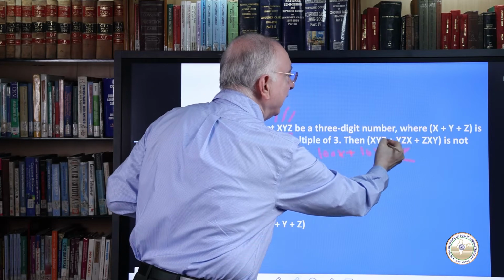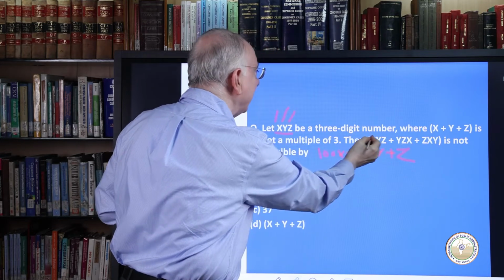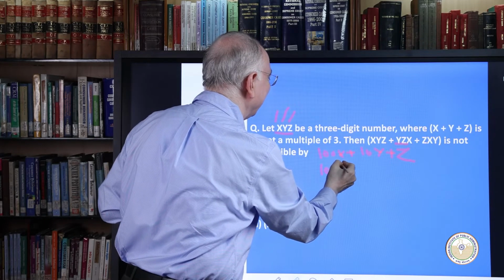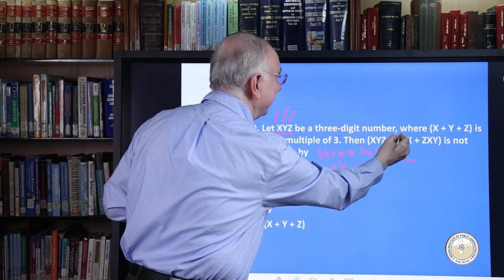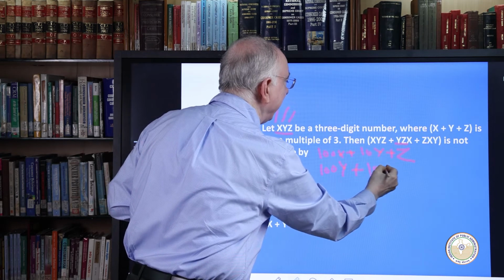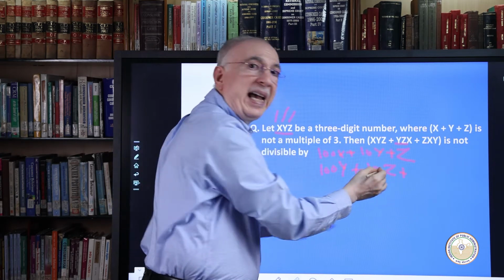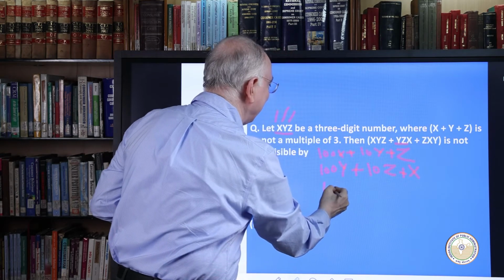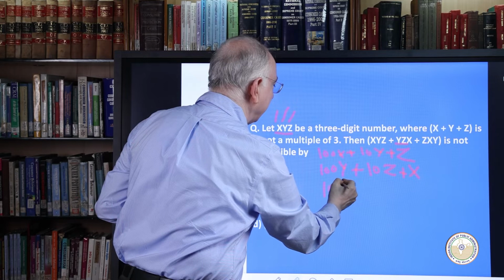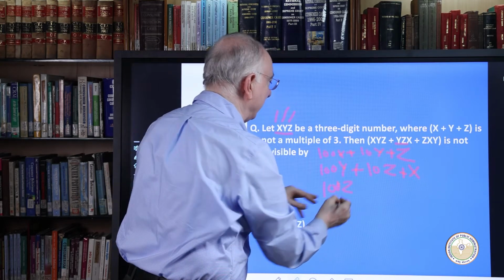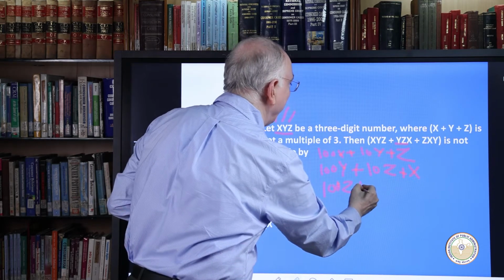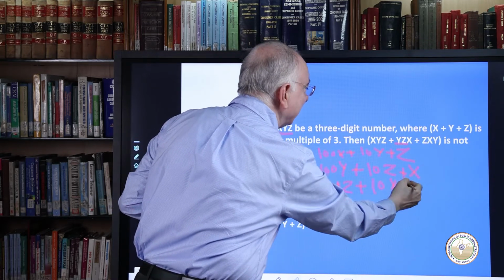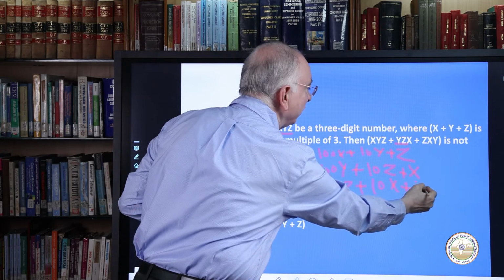We have to see the total of these numbers. Now in the next one, this can be written as 100y plus 10z, because z is at the 10s place, and x is at the unit place, so simply x. Likewise, in the third number, z is at the 100s place, so we multiply z by 100. Then x is at the 10s place, so 10x, and plus y, as it is at the unit place.